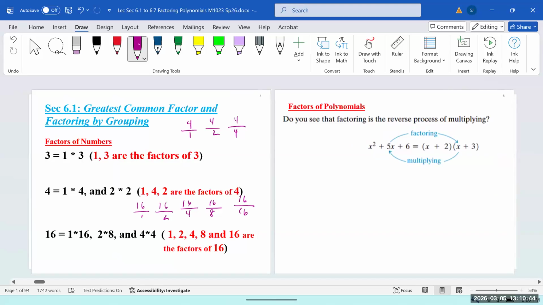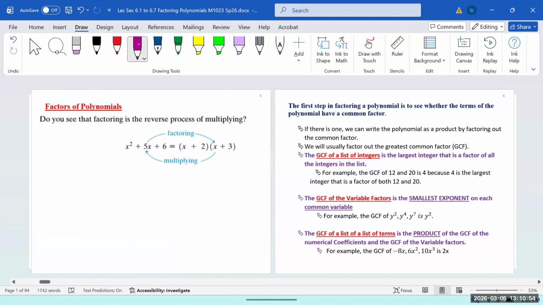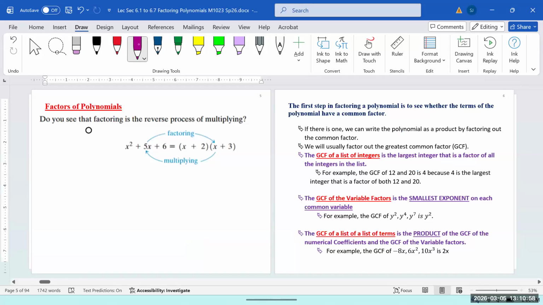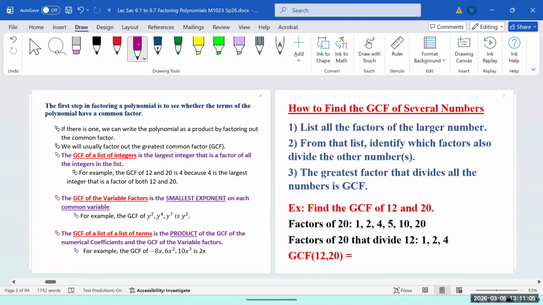Any questions so far? No? Okay. So here I put together all the rules for how to find factors, but we're not going to read out everything. Instead, I'm going to read the important parts.